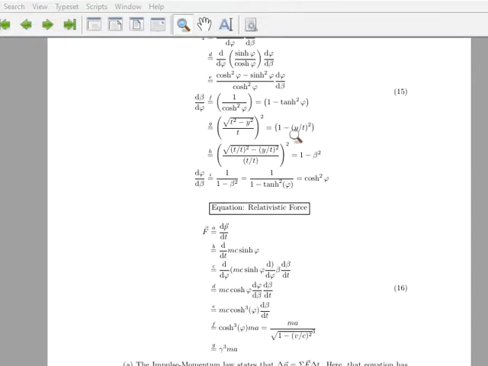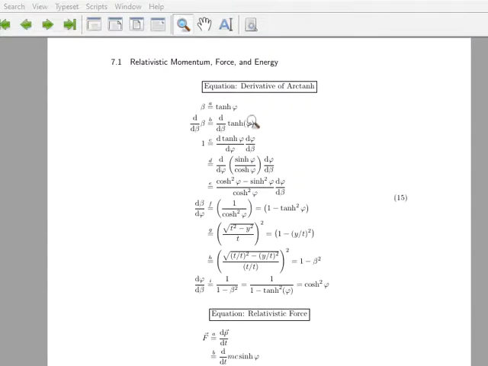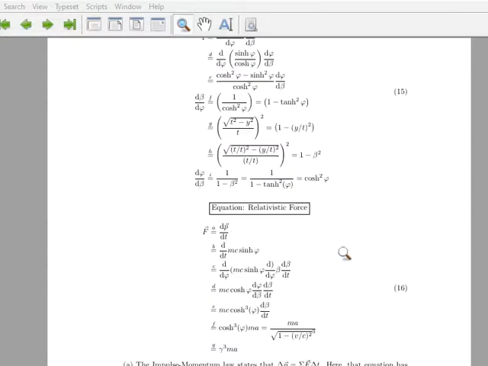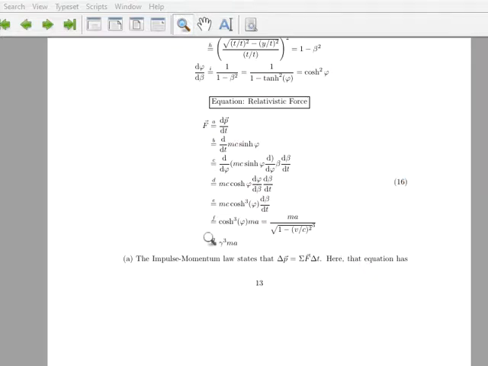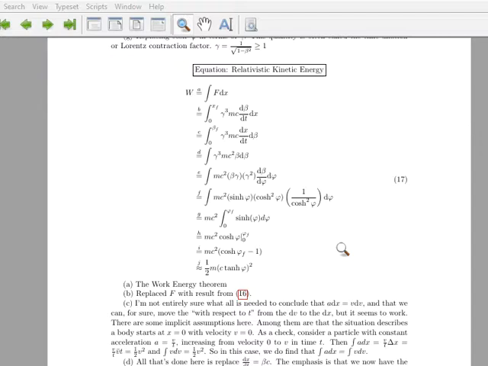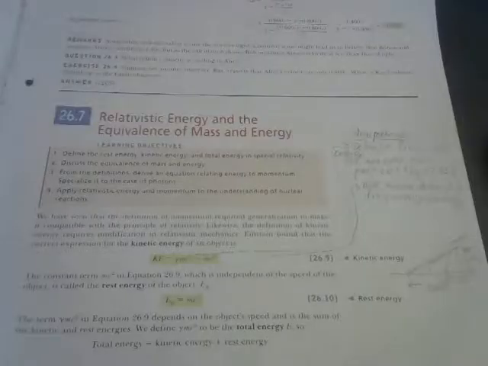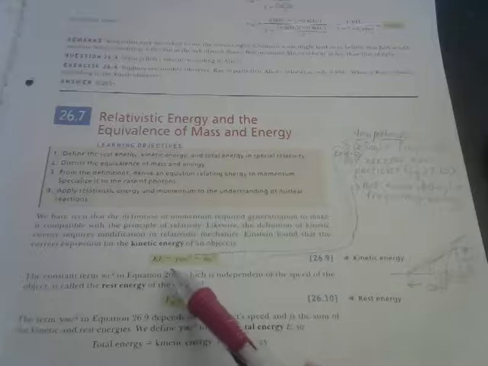formula. Part 1, equation 15 here goes through steps A through I. Equation 16 goes through steps A through G, and then equation 17 goes from steps A through J. At the end of this, we will have essentially E equals mc squared, or rather the kinetic energy is mc squared times cosh phi minus 1. And actually that is this equation right here.